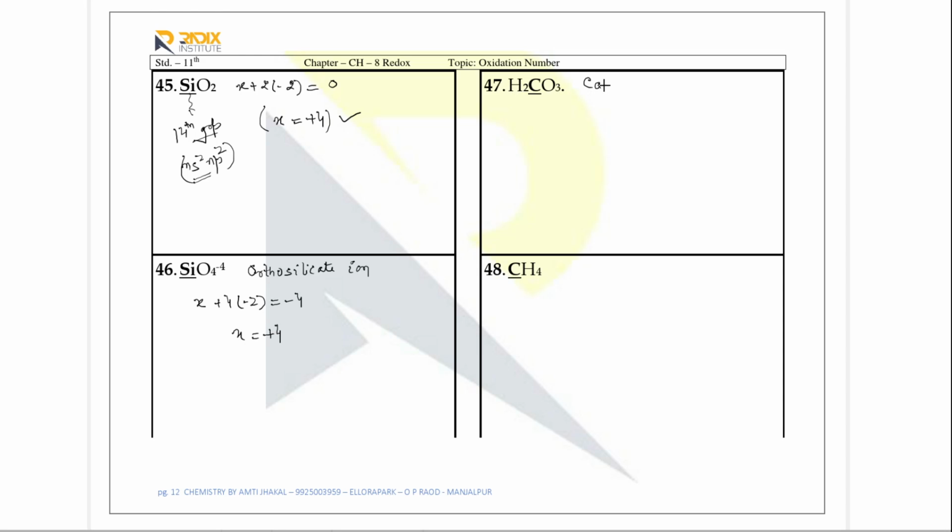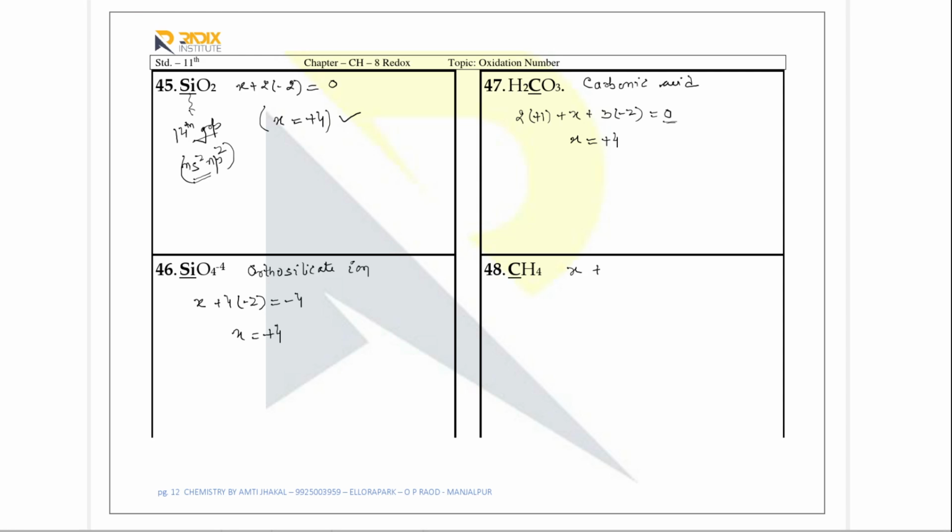This is carbonic acid. So hydrogen with any non-metal is always plus 1. Carbon oxidation state X, oxygen 3 into minus 2 is equal to 0. The sum of oxidation numbers of all components in a compound is equal to 0. So X is equal to plus 4. Here the carbon is in plus 4 oxidation state.